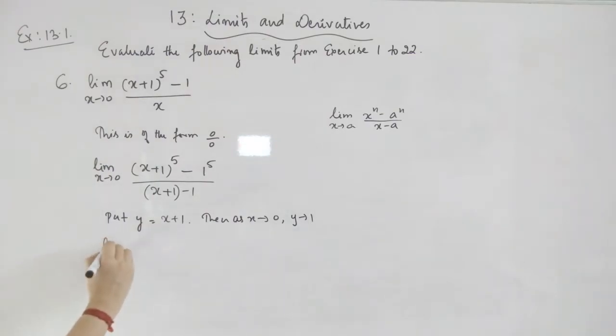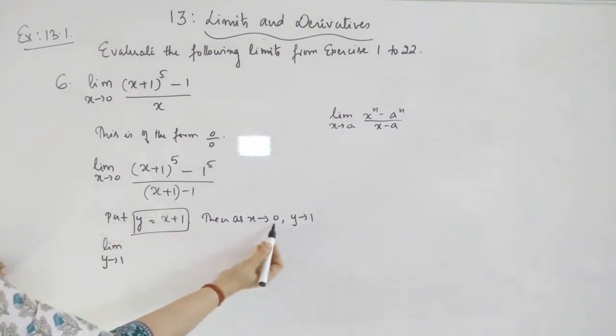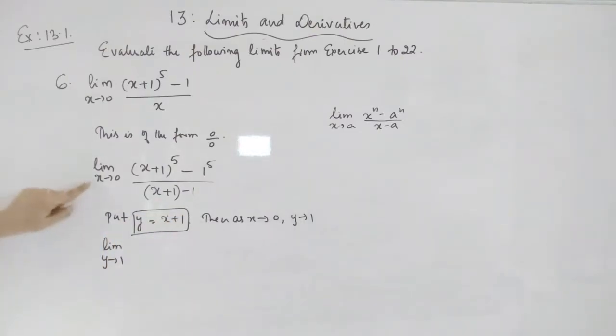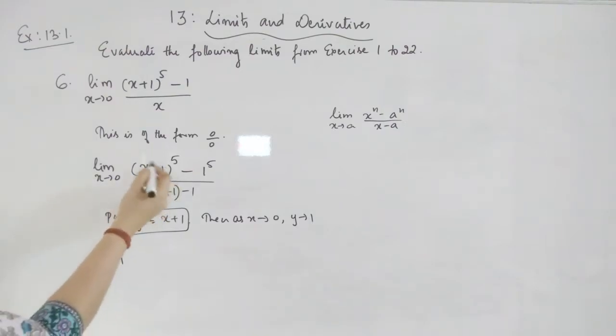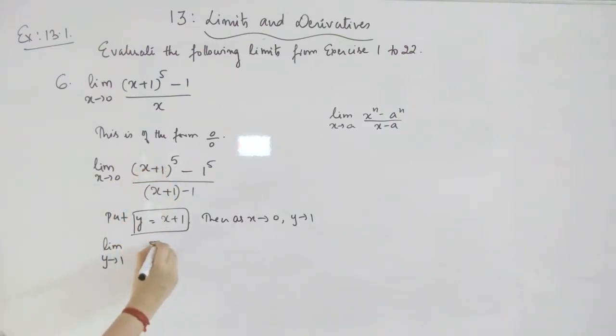What will happen to the question? It will become limit y tends to 1. That is, when you are taking y as x plus 1, as x tends to 0, y tends to 1. So the meaning is the same. Again, x plus 1 replaced with y, so it becomes y raised to 5 minus 1 raised to 5 divided by, again, y minus 1.